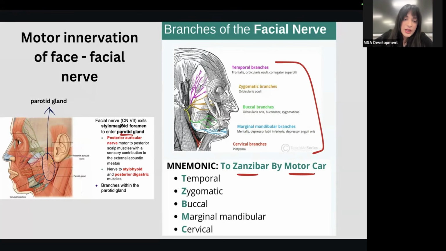So I just want to read this. Facial nerve exits stylomastoid foramen to enter the parotid gland. The posterior auricular nerve is motor to the posterior scalp muscles, and there is a nerve to the stylohyoid and the posterior digastric muscles. So this is before it goes into the parotid gland, it's going to give off these 2 branches. Just remember that.